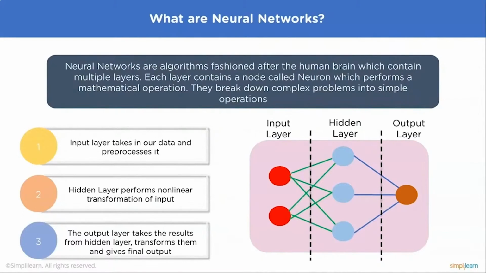But a lot of these get really complicated. They have all these different formulas, and they're really cool to look at. But when you start looking at how they work, you really don't need to know the high math behind it to figure out what they're doing, which is really cool. That means a lot of people can use this without having to go get a PhD in mathematics. Number 3, the output layer takes the results from the hidden layer, transforms them, and gives a final output.